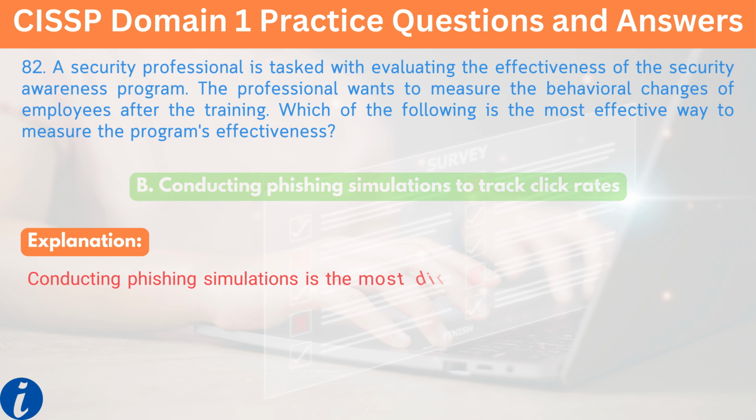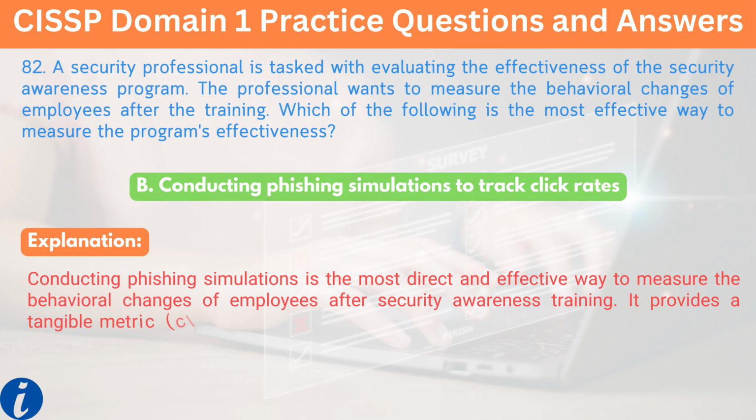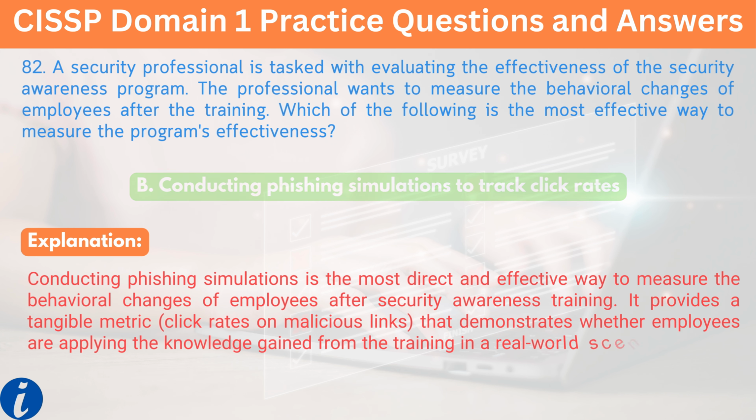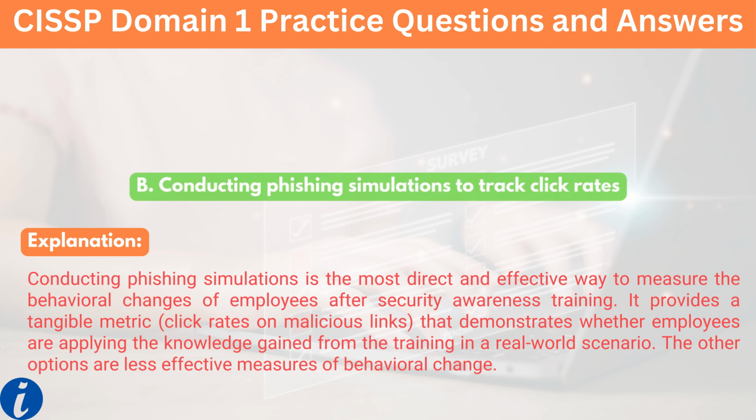Conducting phishing simulations to track click rates. Explanation. Conducting phishing simulations is the most direct and effective way to measure the behavioral changes of employees after security awareness training. It provides a tangible metric, click rates on malicious links, that demonstrates whether employees are applying the knowledge gained from the training in a real-world scenario. The other options are less effective measures of behavioral change.